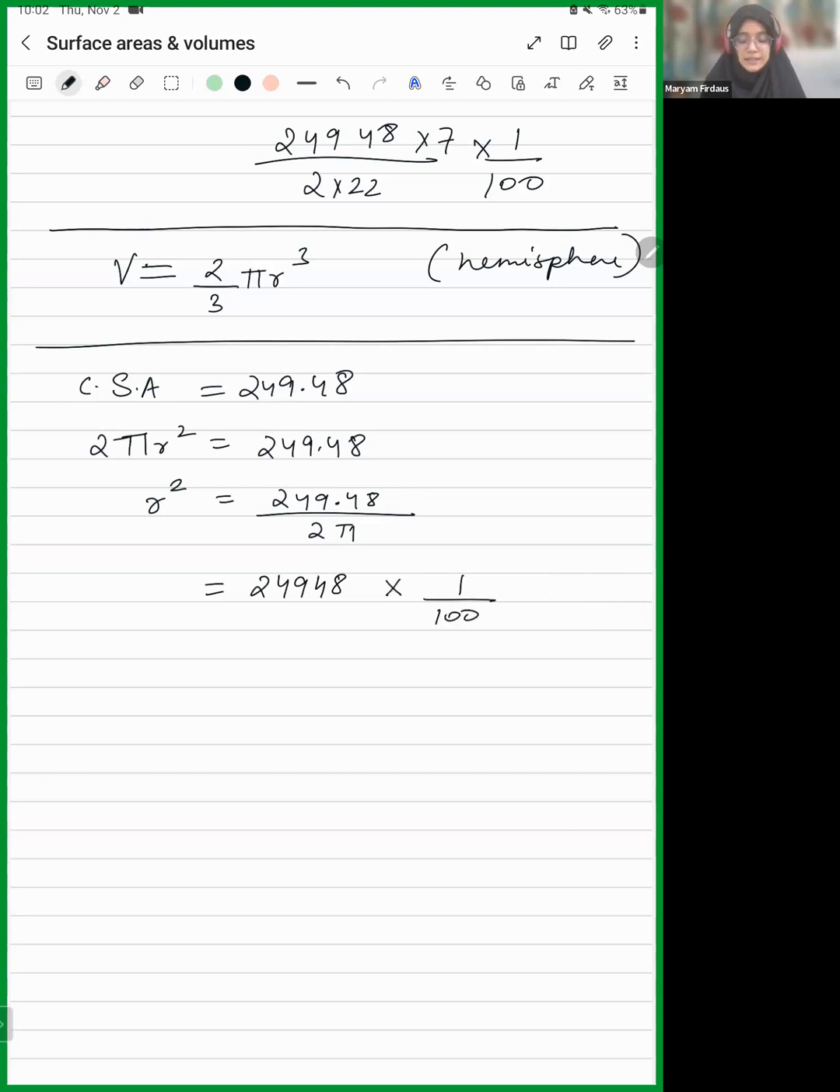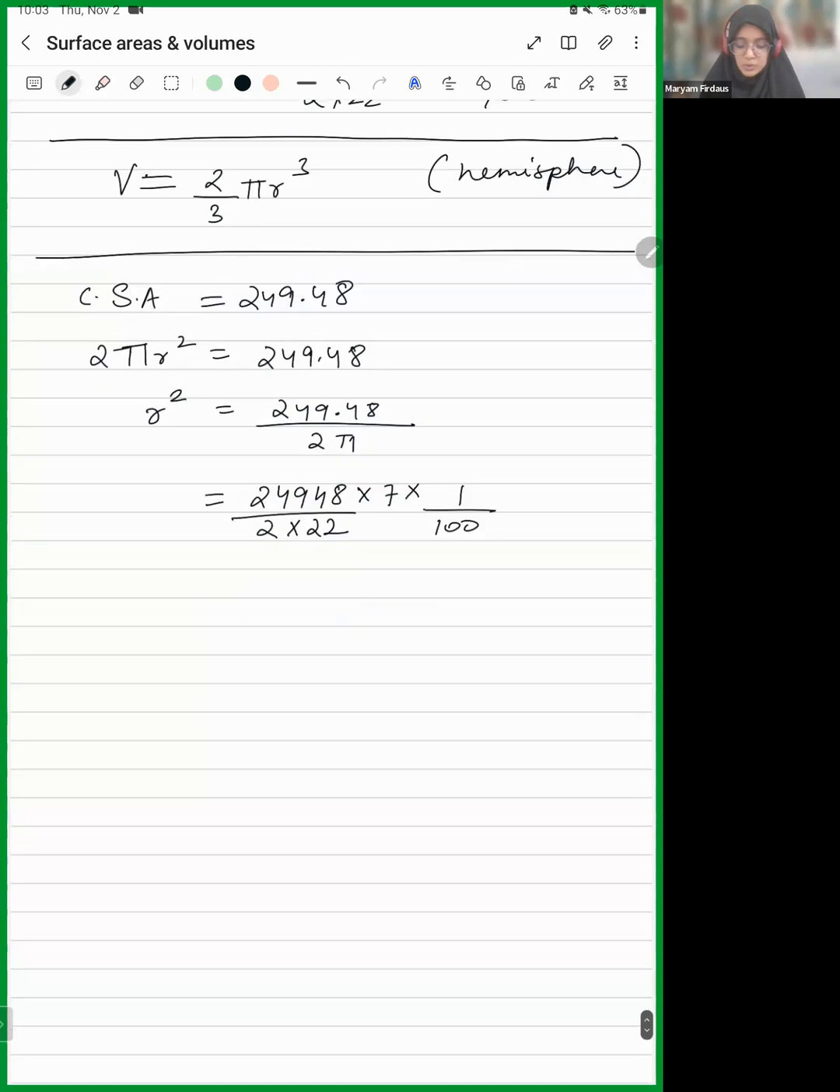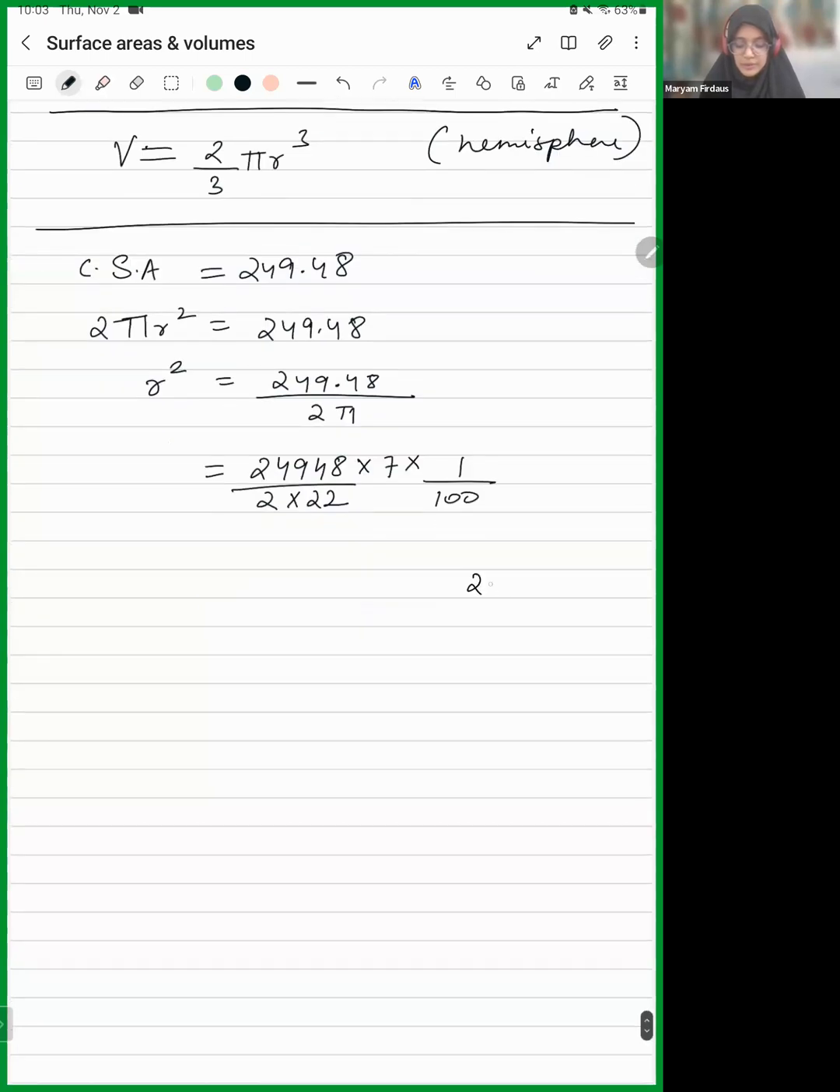The second thing is 2 pi. So this 2 is as it is. Pi is what? 22 by 7, right? So this 7 is the denominator of a denominator. So remember, denominator of denominator goes to the numerator. That is why 7 comes in the numerator. So now here what we are doing is, 24948 divided by 2 into 22.